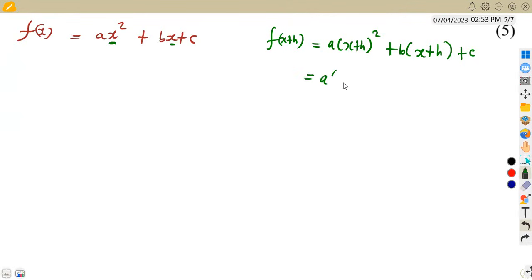So the first part we talked about this type of expansion. Remember, we got something like x squared plus 2xh, so this is 2xh plus h squared like this. All right. Then we multiply. The second bracket is being affected by b. So it's b times x, so it's going to be bx, b times h, which is going to be bh plus c. All right. So that is it, guys.